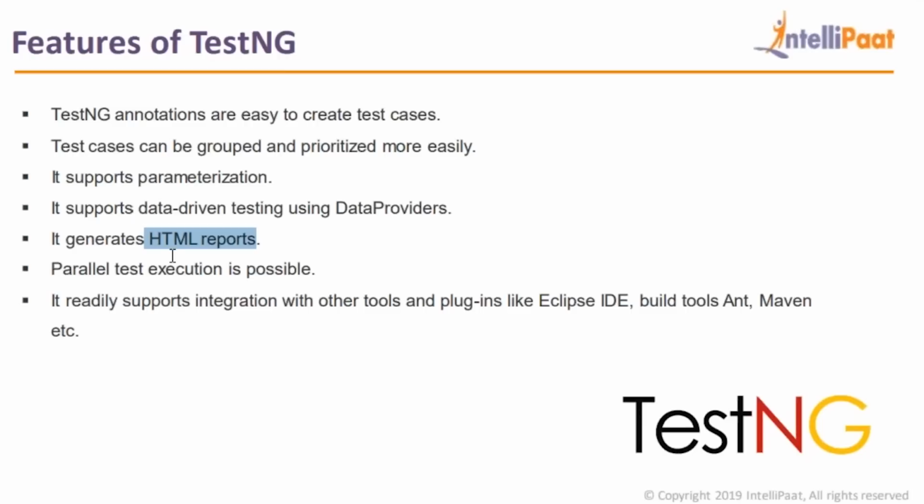Whenever you run a test using the TestNG framework, the reports are generated in the output folder of your project. You can check that folder, double click on it, and you'll see an HTML page where all the details of your test are written. Parallel test execution is possible, which is self-explanatory, and it readily supports integration with tools and plugins like Eclipse and build tools like Ant and Maven. TestNG can be used with Eclipse, which we are using, and it supports Ant and Maven. We are using Maven in this project, so TestNG can be used with Maven as well.